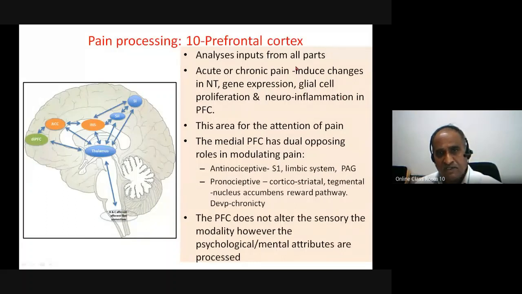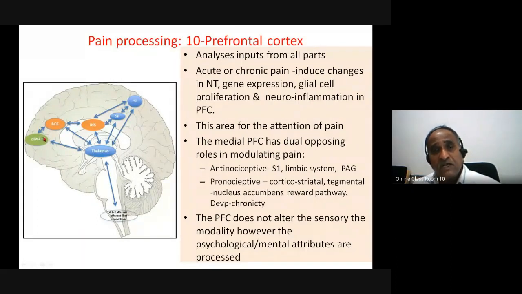This is the dorsal prefrontal cortex. So it analyzes all the inputs, it takes the decisions, it is responsible for the executive functions of the entire activity. In experimental studies, when there is an acute or a chronic pain situation, there is a change in the neurotransmitter expressions, gene expressions for the neurotransmitters and other things in the prefrontal cortex, because of the acute pain. Even glial proliferation and neuroinflammation have been observed in the prefrontal cortex. Thus, pain directly alters certain functions of the prefrontal cortex.